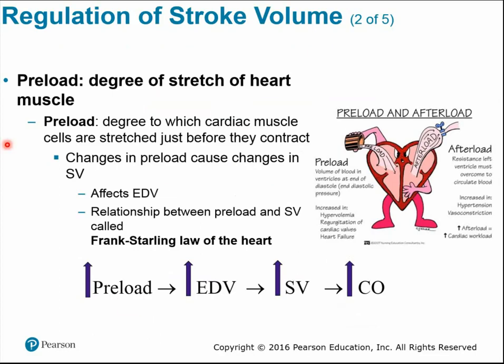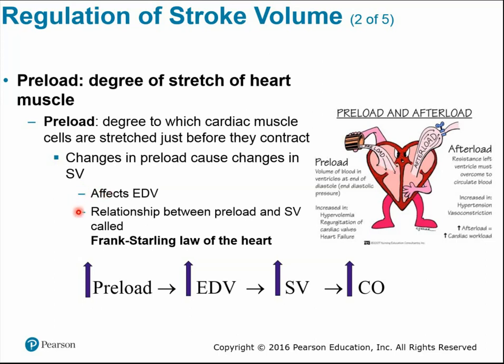Preload is the degree of stretch of the heart muscle. So how much blood can we preload into the atria? That's going to depend on how much those cardiac muscle cells are able to stretch, so how much blood they can hold. Any changes in the preload can cause changes in the stroke volume because it's going to affect our end diastolic volume.